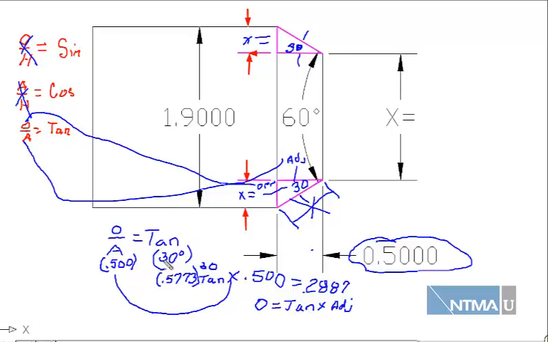The tangent of 30 degrees. You can't take 30. You've got to do the tangent of 30. Not 30 degrees, the tangent of 30. The tangent of 30 is 577 3/10 times 500 thousandths. That's going to give me the 288 7/10. That's what this size is right here.